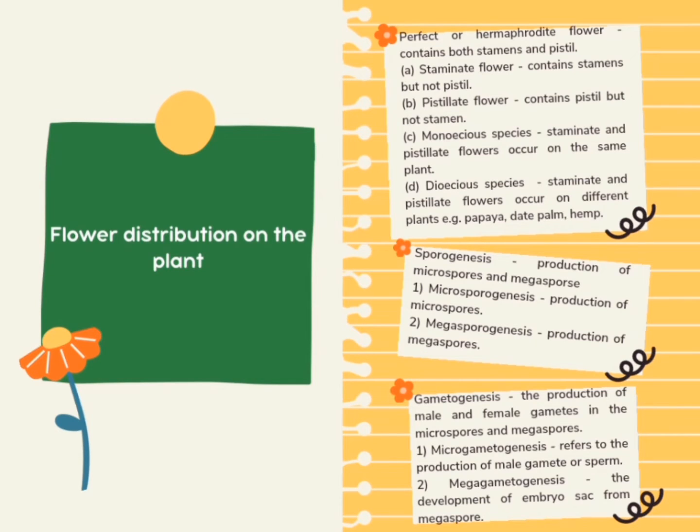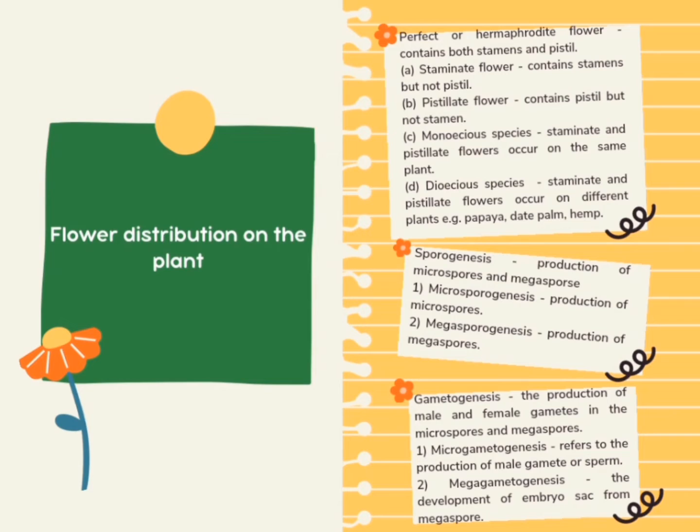Monoecious species: staminate and pistillate flowers occur on the same plant. Dioecious species: staminate and pistillate flowers occur on different plants. Examples are papaya, date palm, and hemp.